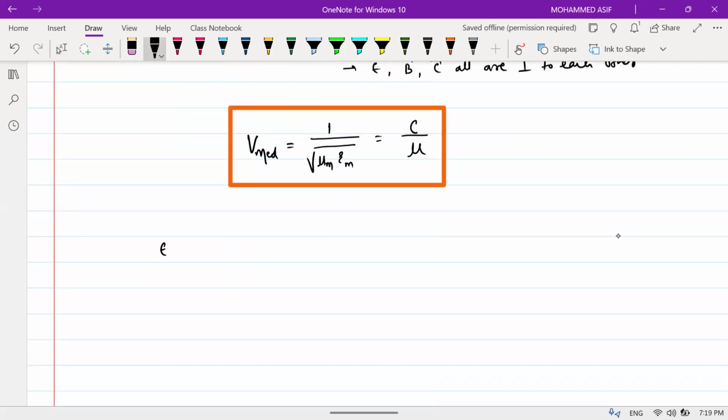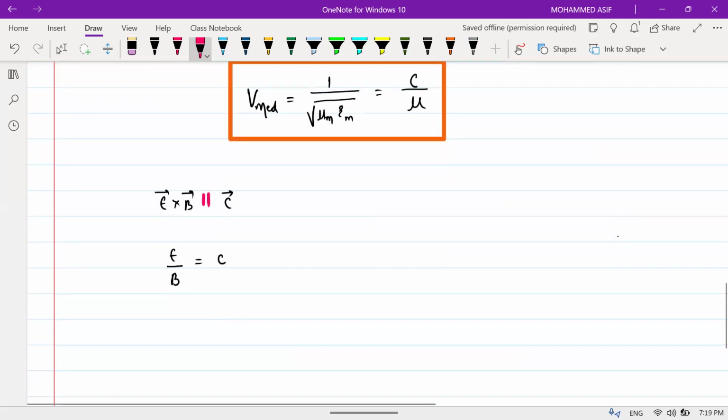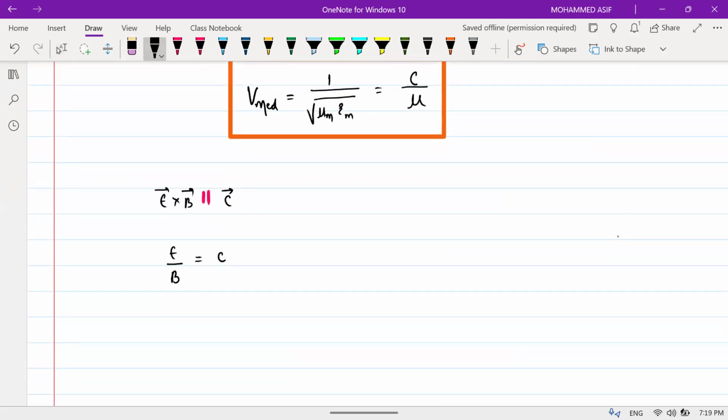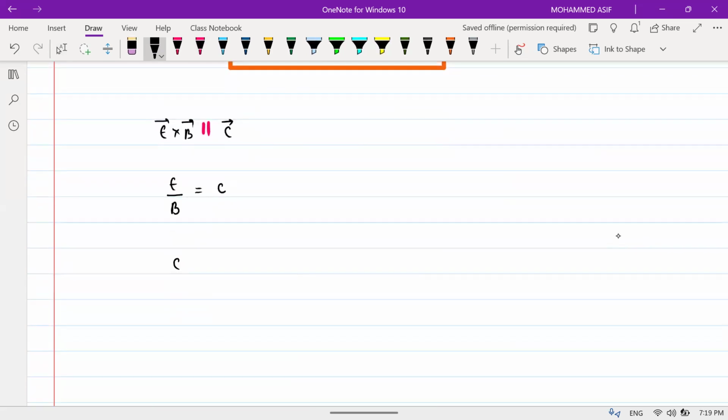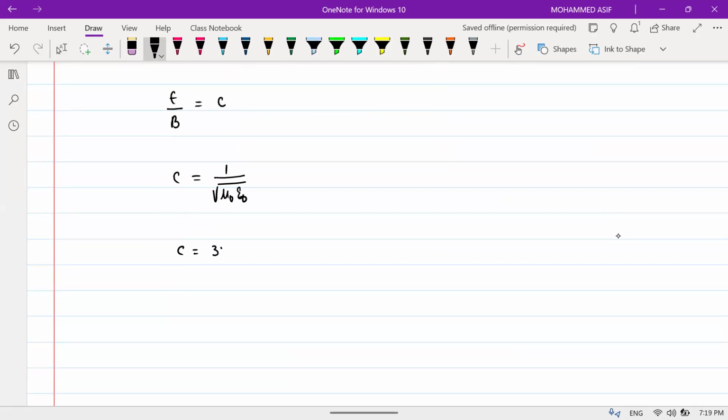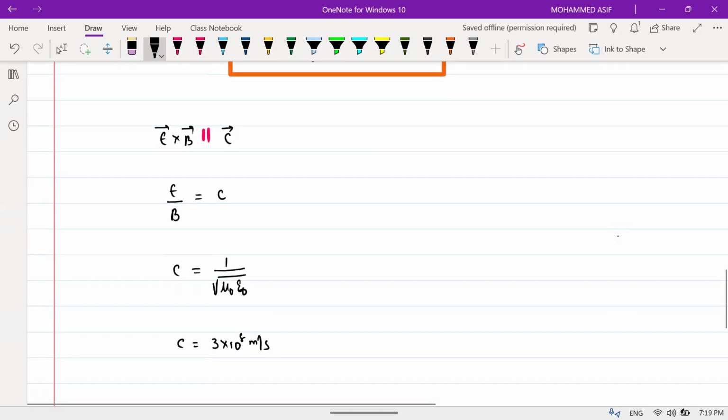Now see. The direction of E bar cross B bar is always equal to the direction of the speed of light. And the ratio of electric field divided by magnetic field is equal to your C. So what I mean to say is, if E bar cross B bar is given, that is always parallel to your speed of light. The ratio of electric field divided by magnetic field will be equal to the speed of light. And the speed of light in vacuum is given by the formula 1 by under root of mu naught into epsilon naught. And what is the speed of light, beta? The speed of light is 3 into 10 to the power of 8 meter per second in vacuum or in air. Am I clear with this one?